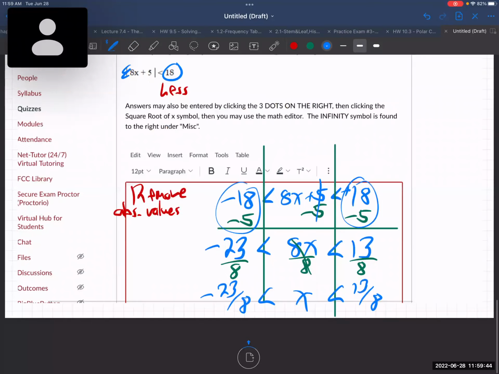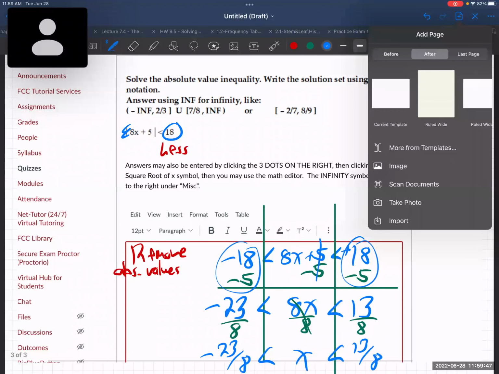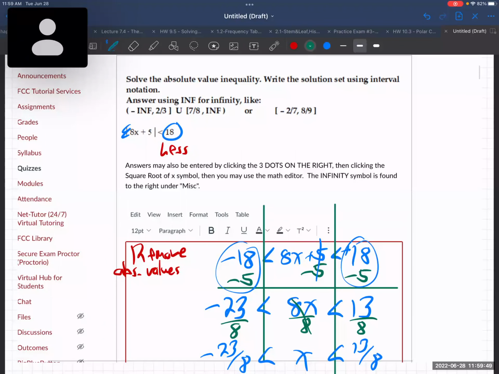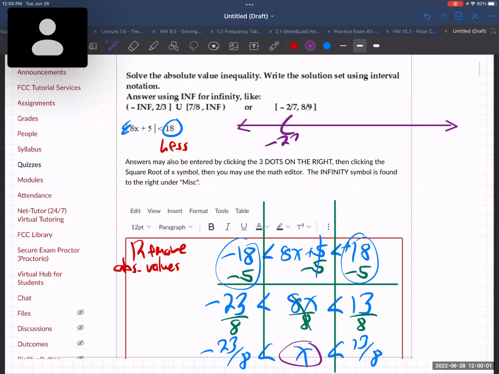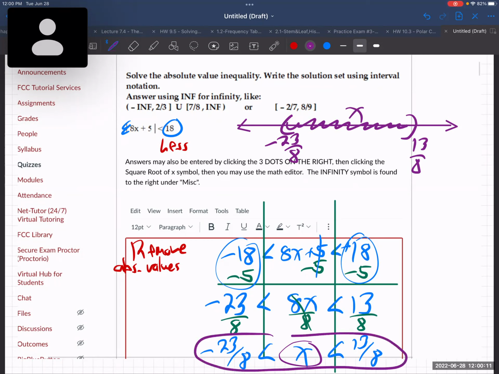Now, how do you write that as an interval? Let me just do it up here where you can see it easily. So I would do a number line first. You don't have to. I always show it in the videos. What does this say? X is between minus 23/8, right here is minus 23/8, and 13/8. And x is between them. That's what this says.